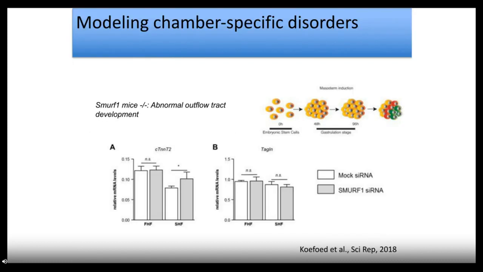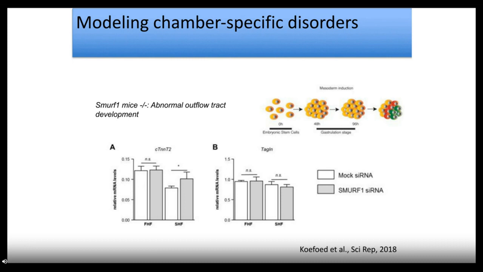And just lastly, I want to go over another study, which was actually done with a collaborator in Copenhagen, where they were evaluating mice that were deficient for a gene called SMERF1. What they had seen in their mice was that it seemed they had abnormal outflow tract development. So again, we tested our system and deleted SMERF1, and we would expect to see an effect only on the second heart field. And this is exactly what we see here.